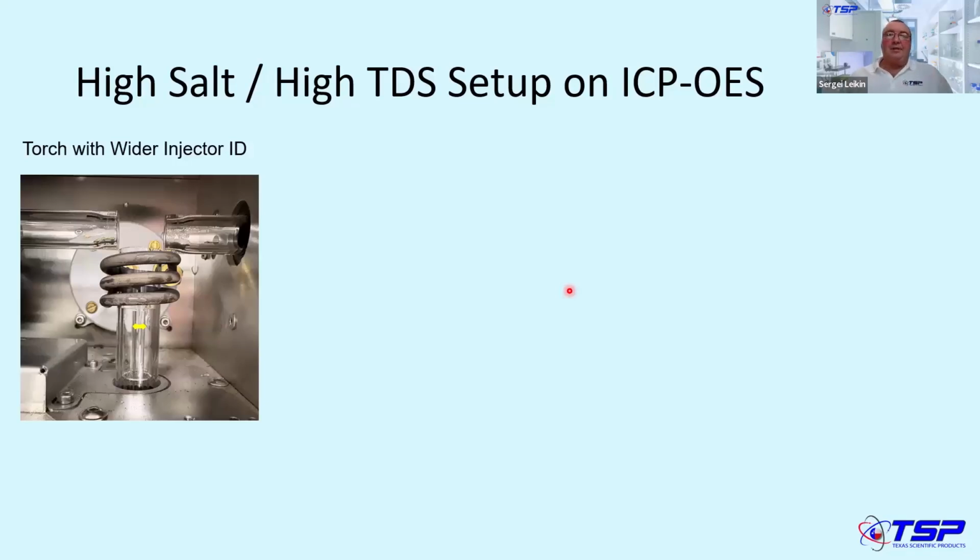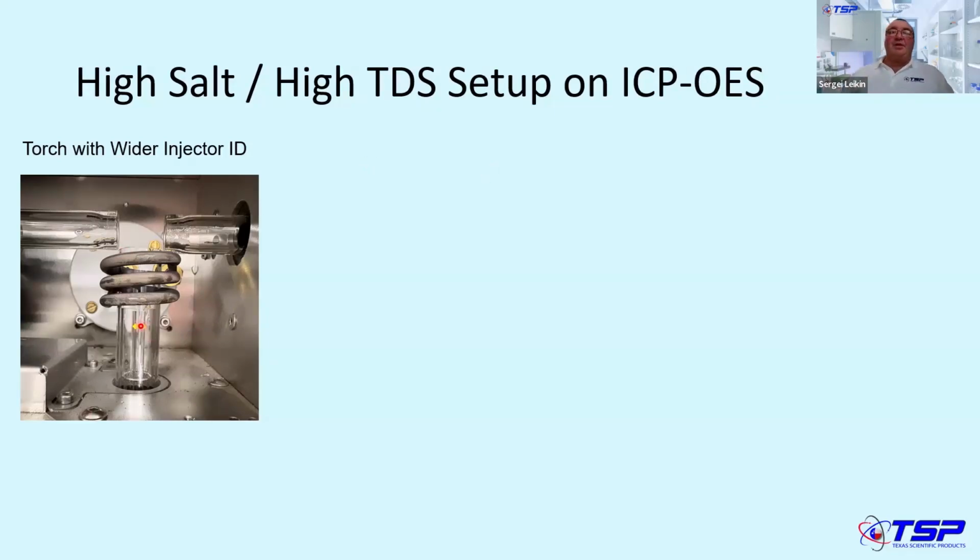Number one is your torch, or if you have a demountable torch, the injector of your torch. If you go back to organics, we were talking about having a narrow injector. Here it's the opposite way. We need to have a wider bore injector.